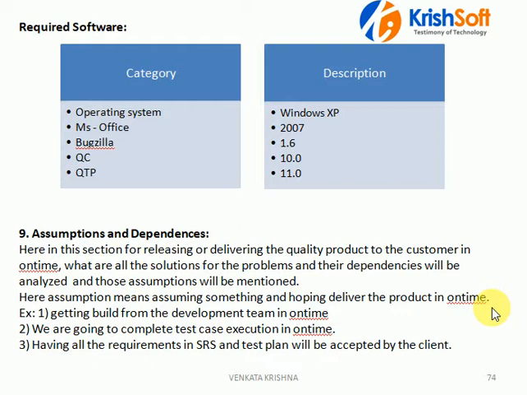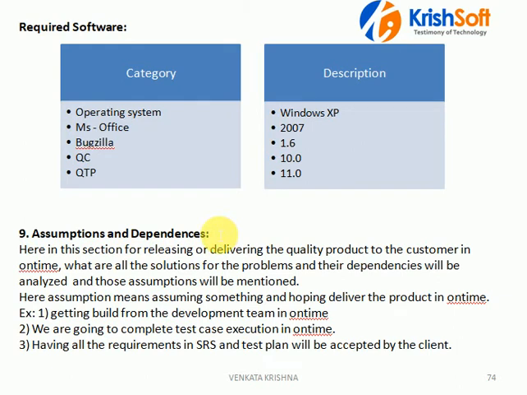That is the reason we are going to keep in this section very clearly what hardware configuration is required for us, what software configuration is required for us. This is for the understanding of each and everybody in our team: what software and hardware we are using in our project. Next, ninth section is assumptions and dependencies.